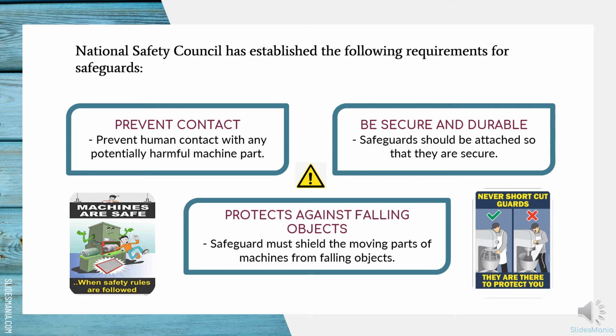Next, protect against falling objects, because it will increase the risk of accidents, property damage, and injury. A small tool dropped into a cycling machine could easily become a projectile that could strike and injure someone. Therefore, safeguards must shield the moving parts of machines from falling objects.